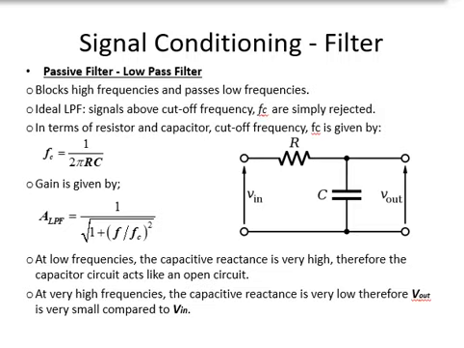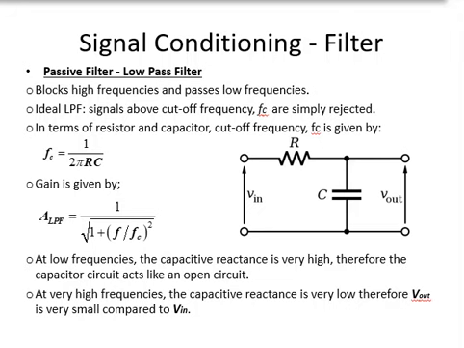Passive filter, low pass filter. It blocks high frequencies and passes low frequencies. In an LPF, signals above the cut-off frequency Fc are simply rejected. In terms of resistor and capacitor, the cut-off frequency Fc is given by Fc equal to 1 over 2 pi RC, and the gain is given by A equal to 1 over the square root of 1 plus F over Fc squared.